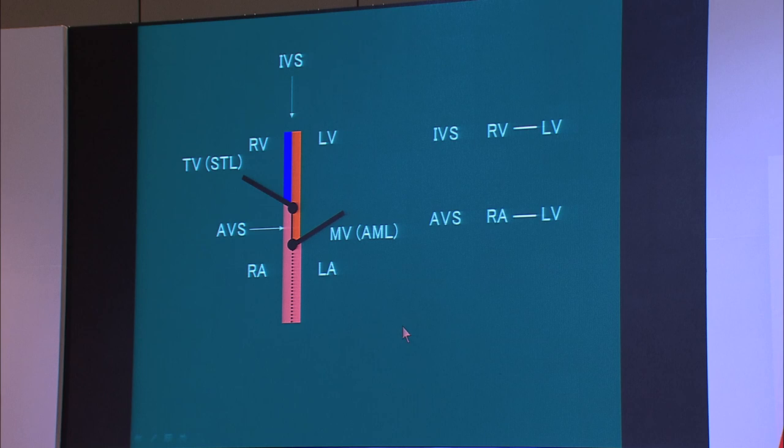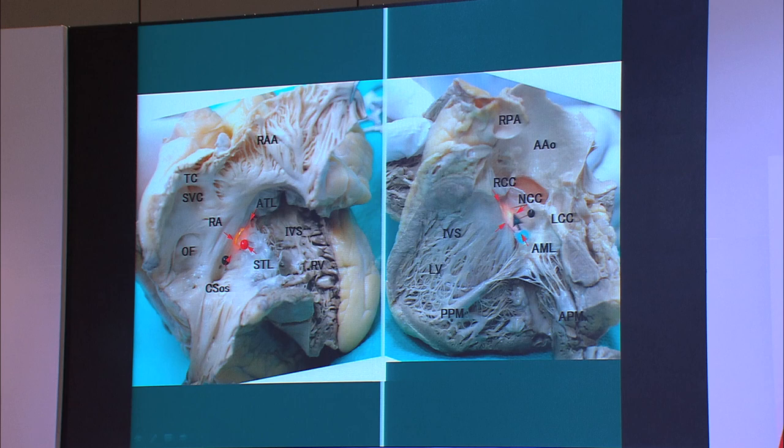The atrioventricular septum is here. So that's why in this area, the atrioventricular septum and oval fossa, the Koch triangle is located in the atrioventricular septum. Okay.